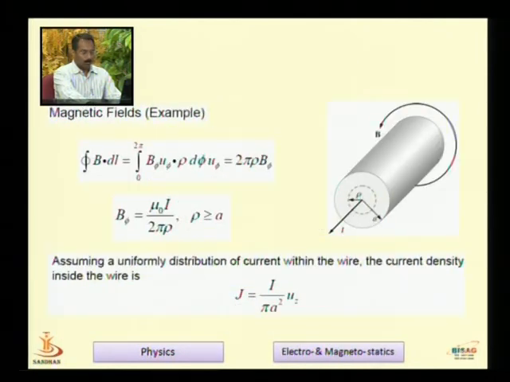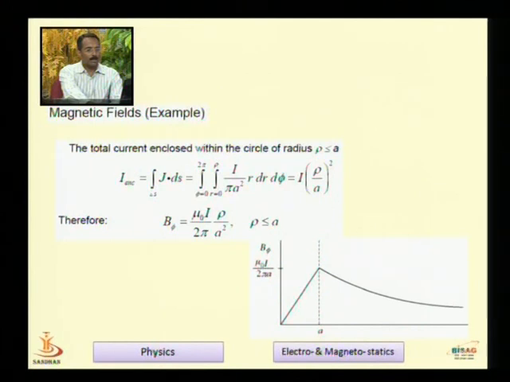Now, because of lack of time, let me complete some of the topics. Here you can see, using Ampere's law, one can find out the magnetic field inside the conductor carrying a uniform current. So here A is the radius of the conductor, and at the center the magnetic field is 0, and it is maximum at the surface of the conductor. Then it falls as 1 upon r.